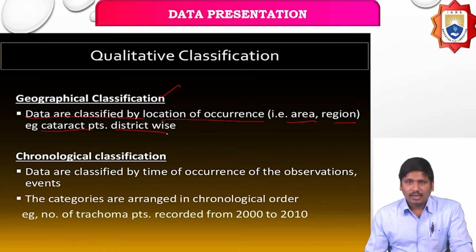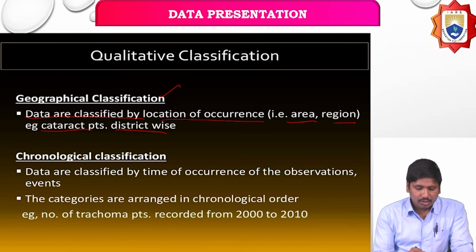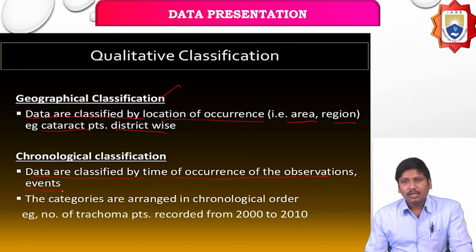So these are some examples of geographical classification. Chronological classification means the data is classified by the time of occurrence of the observations and events. The categories are arranged in chronological order. Example: number of trachoma points recorded from 2000 to 2010. That should be treated as a chronological classification.